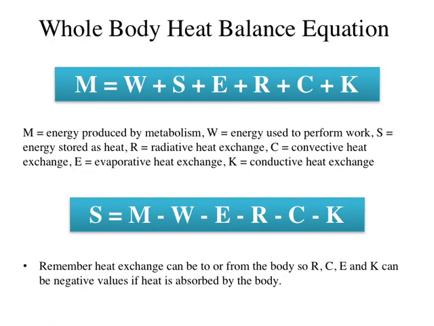The whole body heat balance equation given below indicates that M, which is the energy produced by metabolism, equals the work, or the energy used to perform the activity, plus the stored energy as heat, the R, or the radiative heat exchange, C, the convective heat energy exchange, E, the evaporative heat energy exchange, and K, the conductive heat energy exchange. We can rearrange the equation to determine heat storage.